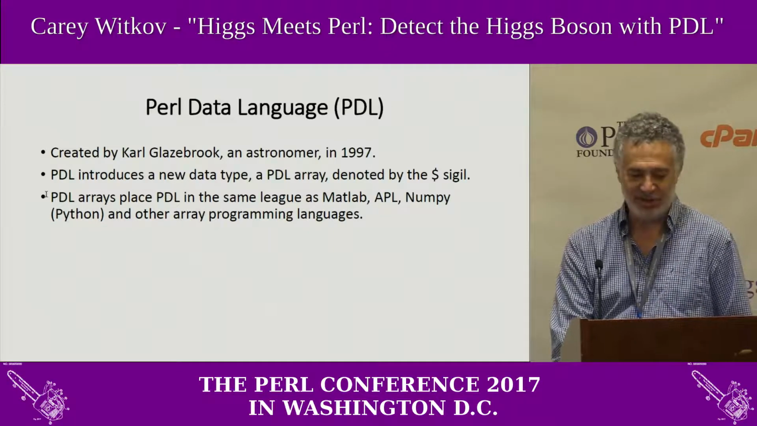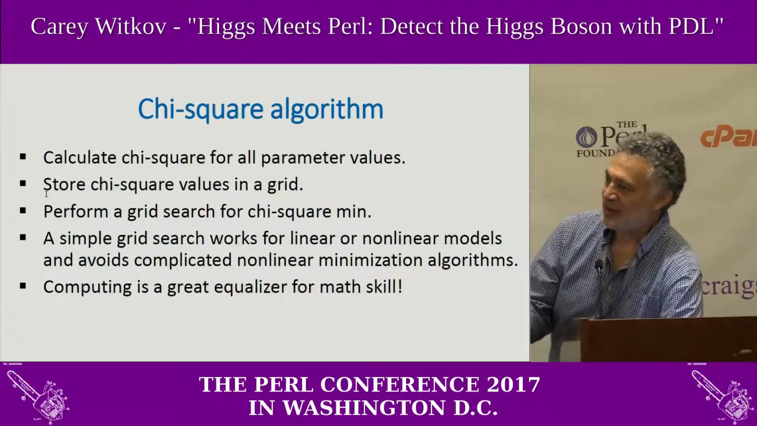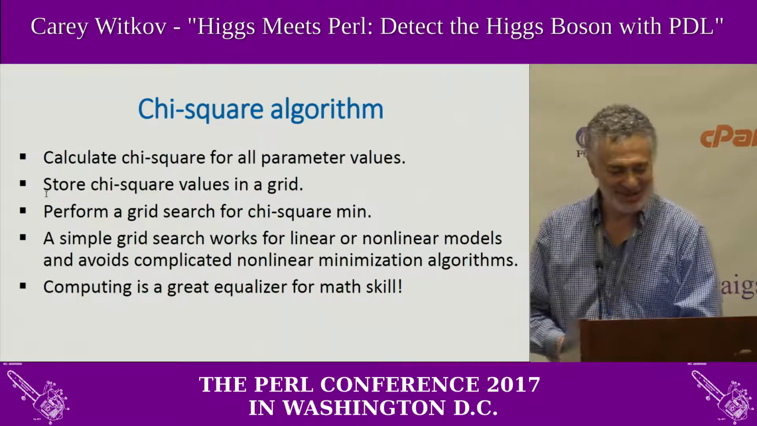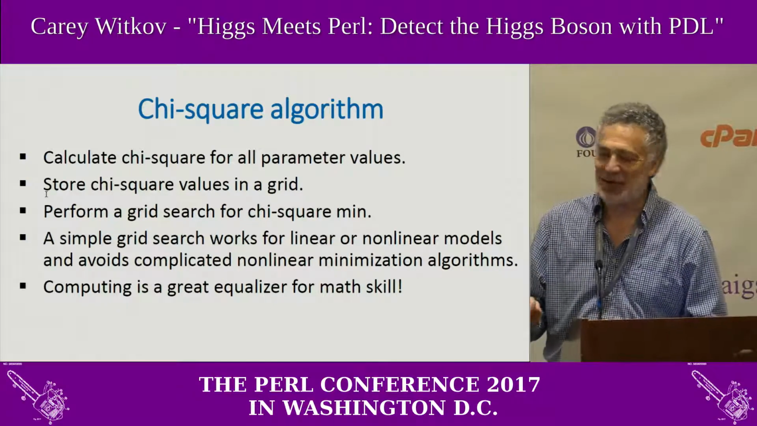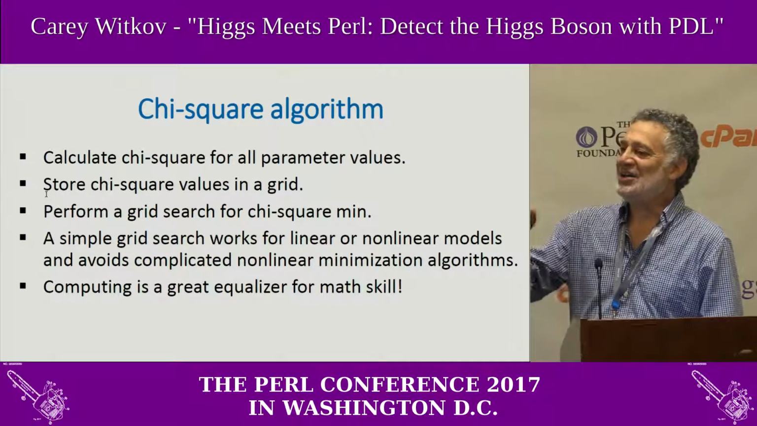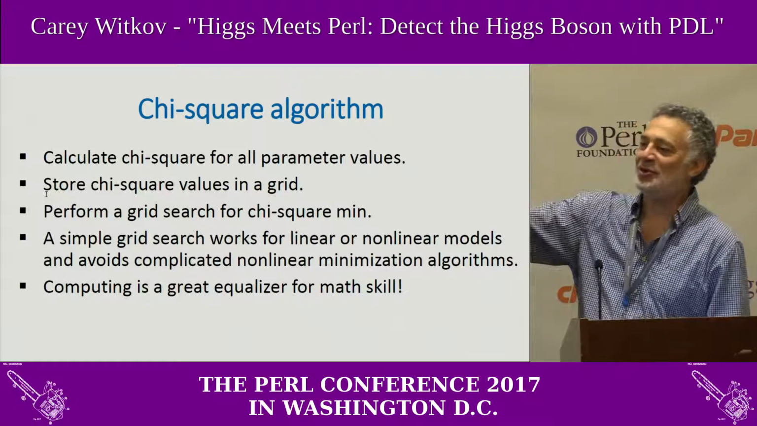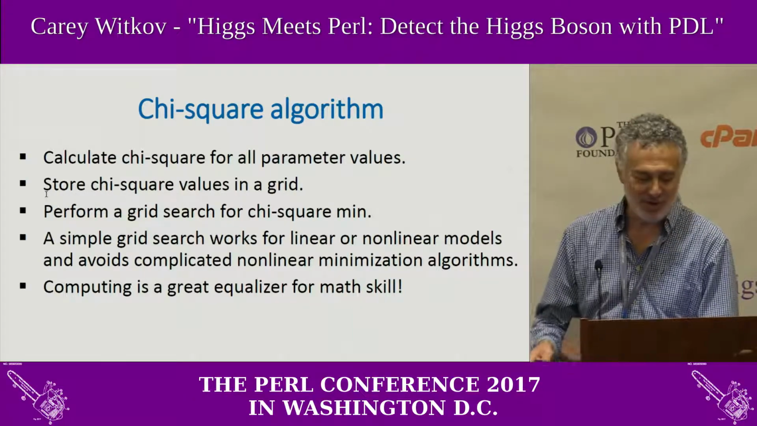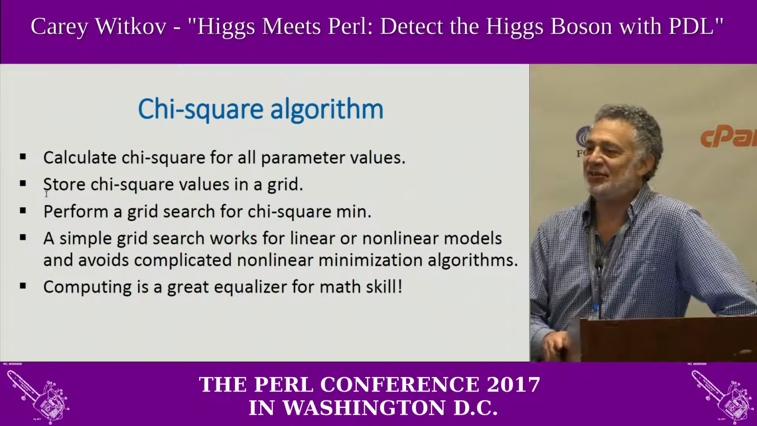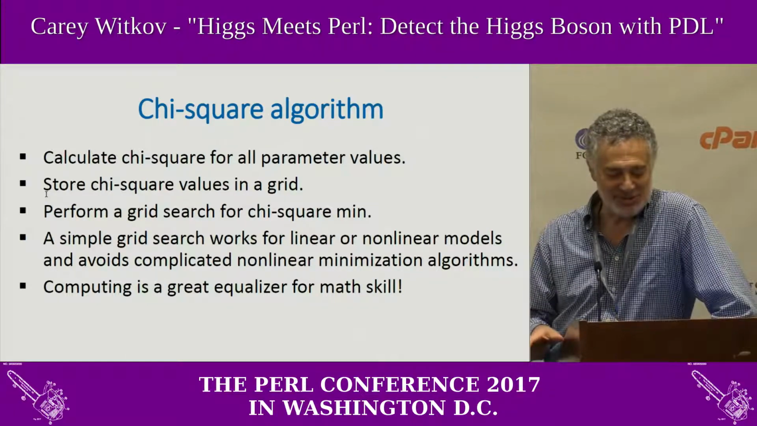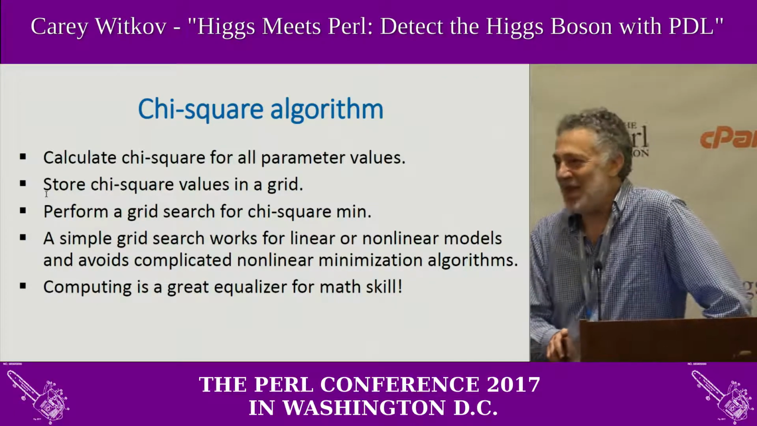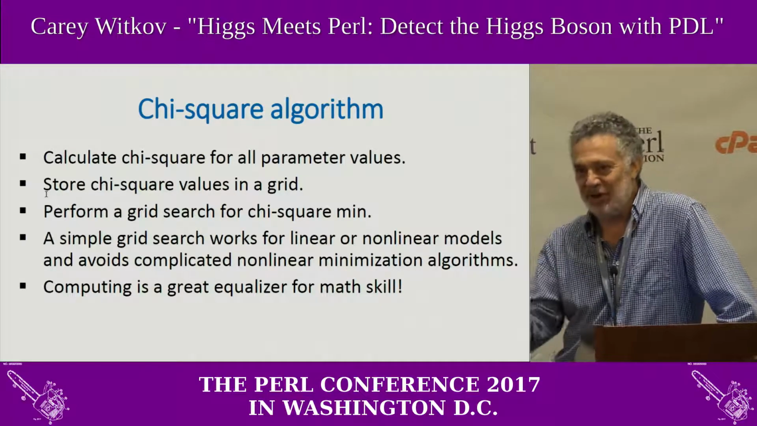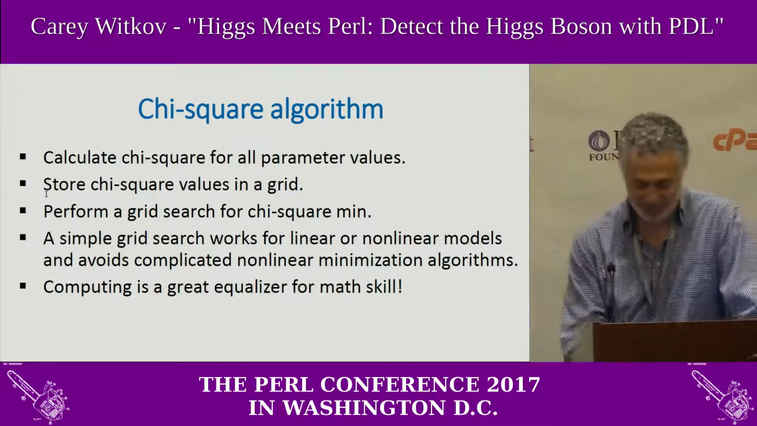So to implement the chi-square algorithm, we need to calculate chi-square for all the parameter values. We need to store the chi-square values in a grid. And a nice simple way is just to do a direct brute force grid search. The simple grid search works for both linear and nonlinear models, and it avoids the complications of nonlinear minimization algorithms. Computing can be a great equalizer for math skills. One can, with computing, solve problems that would be difficult for a mathematician to solve.